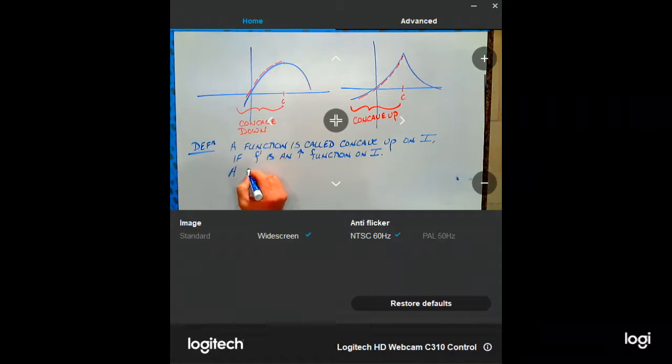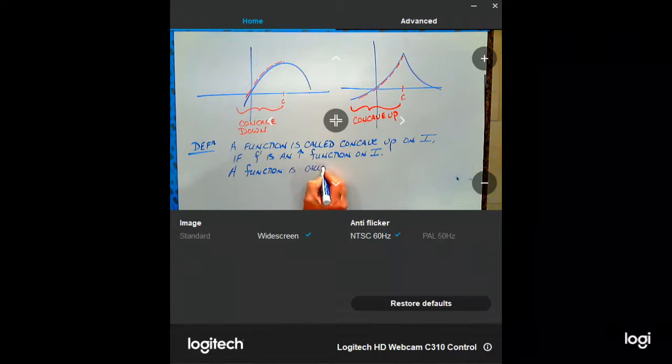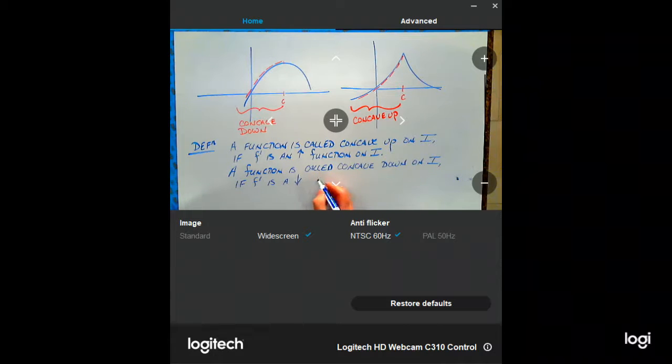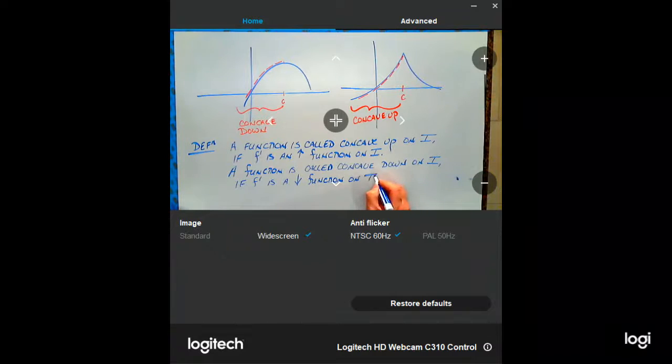The rest of the definition says a function is called concave down on I if f prime is a decreasing function on I. So to be concave down, the derivative, the slope of the tangent lines represented by these red hash marks here, they have to be decreasing. It has to be getting less steep, less steep.